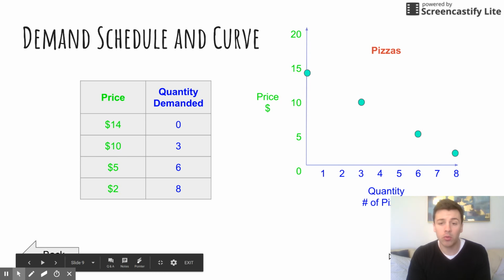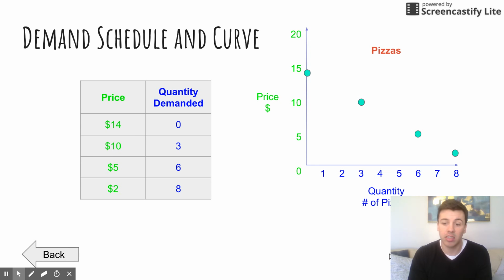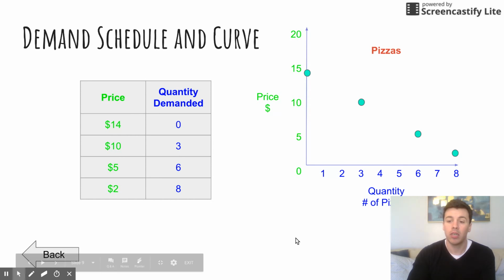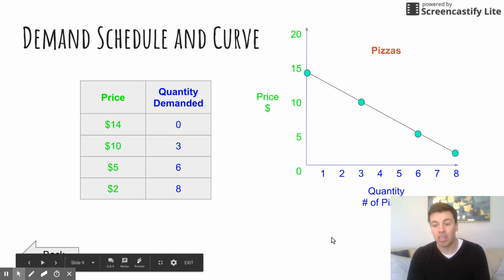All right, so we always will put price on the vertical axis and then the quantity will be on the horizontal. We always label our graph with our topic. In this case, like I said, it's pizzas. And we have our 4 points labeled on the graph with the blue dots. All right, if we connect those dots together, in this case, we form a straight line.